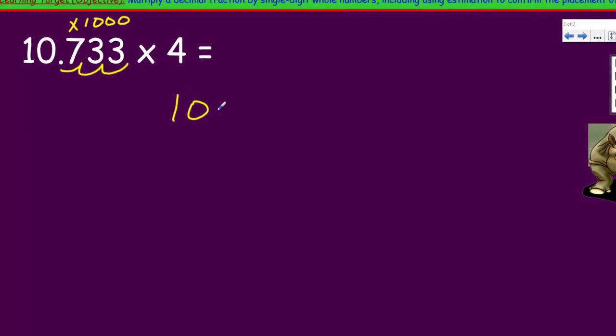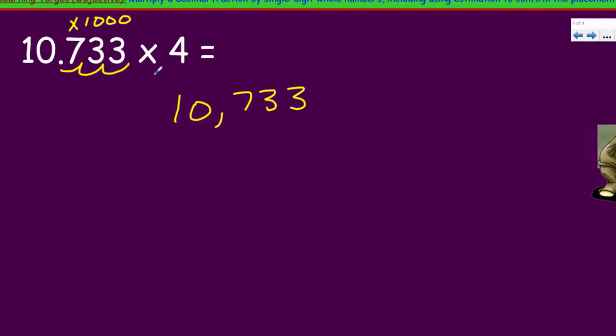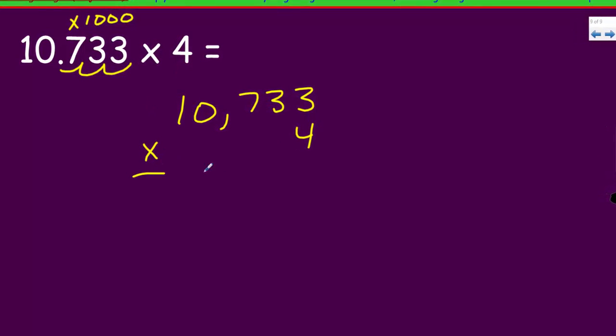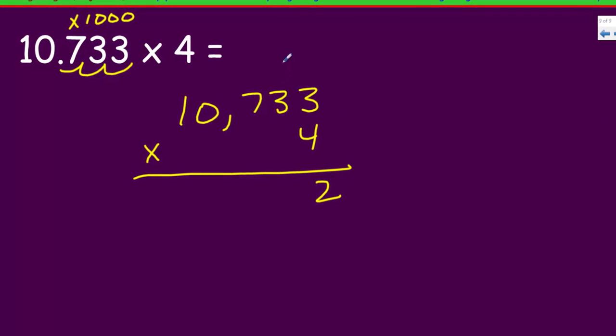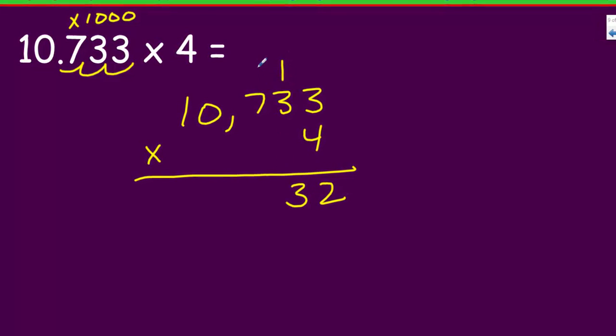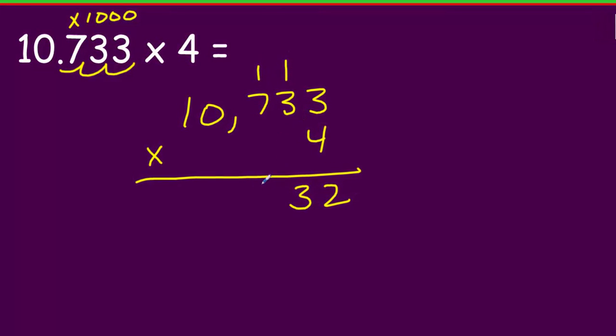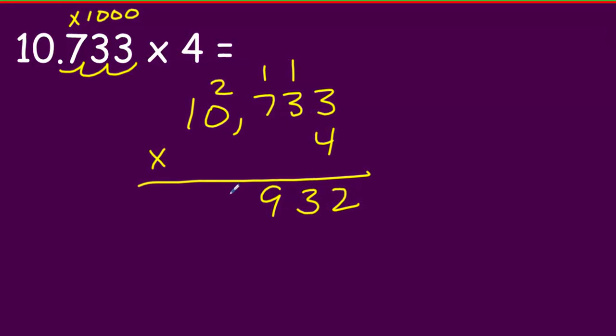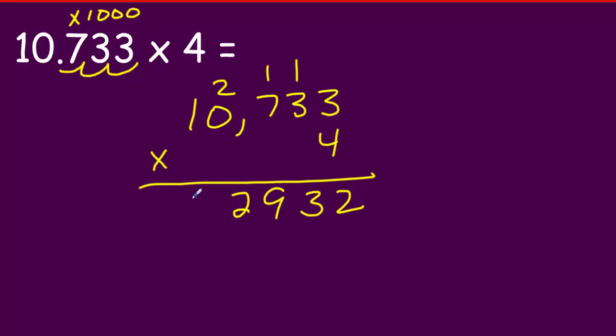So now I have 10,733 because I multiplied by 1,000. And I'm going to multiply that by 4. Let's go ahead and multiply that. Here we get 12, carry the 1, 12. That's 13, carry the 1. I have 28 plus 1, which is 29, carry the 2. Here I have 4 times 0, which is 0, plus the 2 means I just get a 2 here. 4 times 1 is 4.